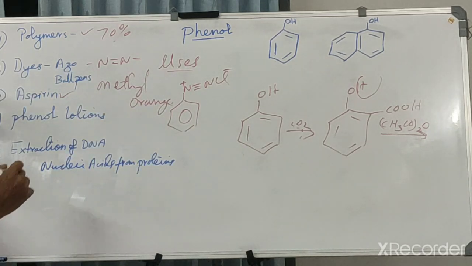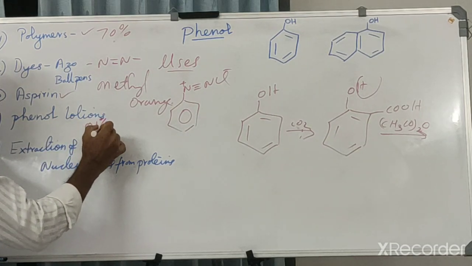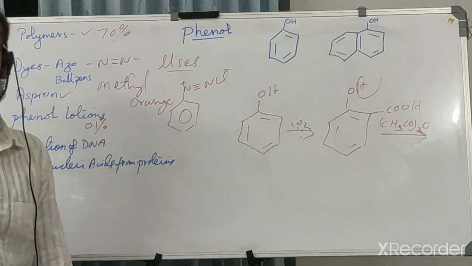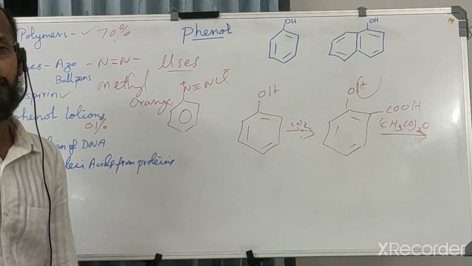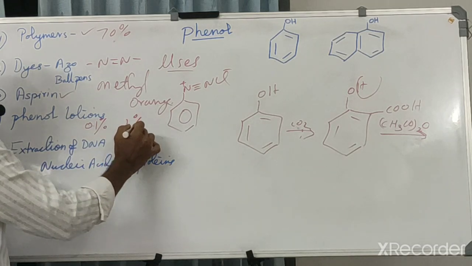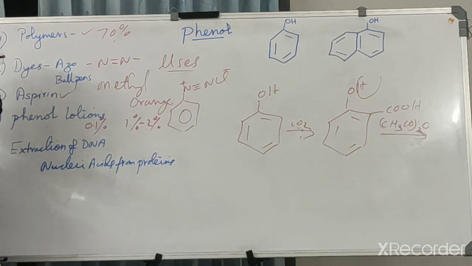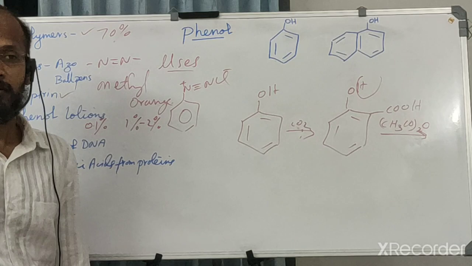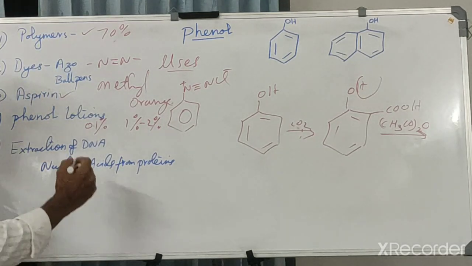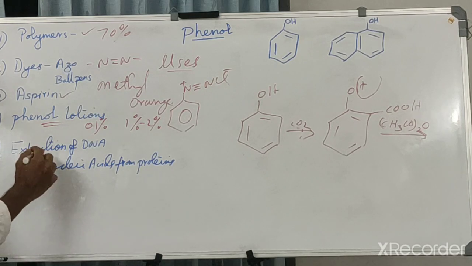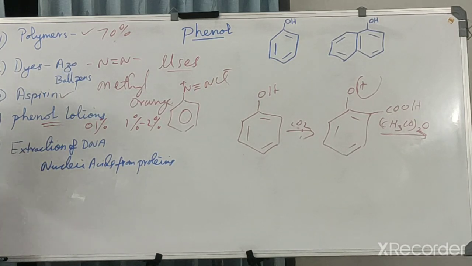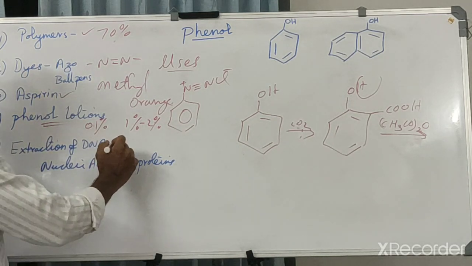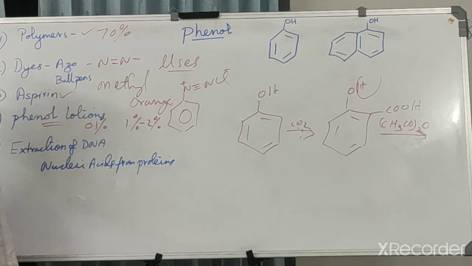Then another one is the use of phenolic lotions. Usually 0.1% phenolic lotion can be used in the place of Dettol. If the percentage is increased to 1 to 2%, it can be used for room cleaning and toilet cleaning purposes. So phenolic lotions are commonly used for cleaning. Another use is the extraction of DNA, where nucleic acids are separated from proteins by extraction using a phenol chloroform mixture.